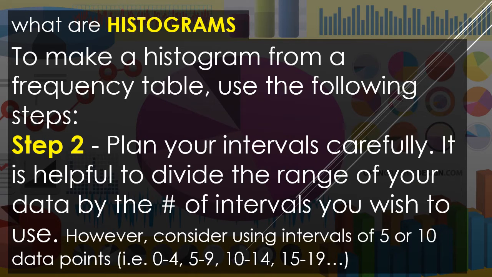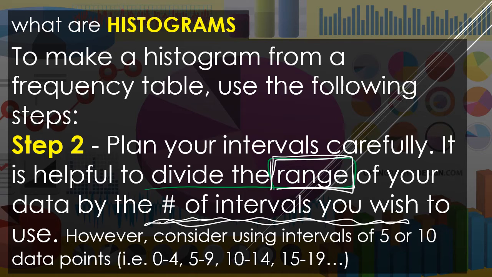In step number 2, you need to plan out your intervals carefully. So it's helpful that you can divide the range. So when we talk about the range, this is the difference between the biggest number and the smallest number. So you might want to make a note of that. What the range is, again, is the difference between the biggest number and the smallest number. And then you can divide that by the number of intervals you want to have on your chart.